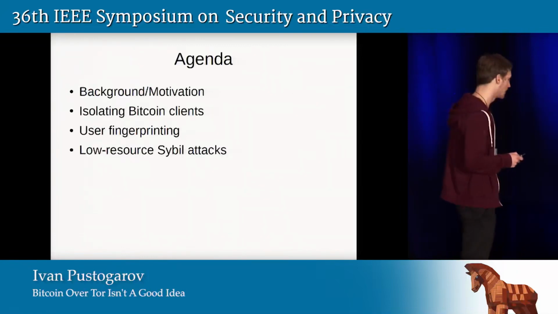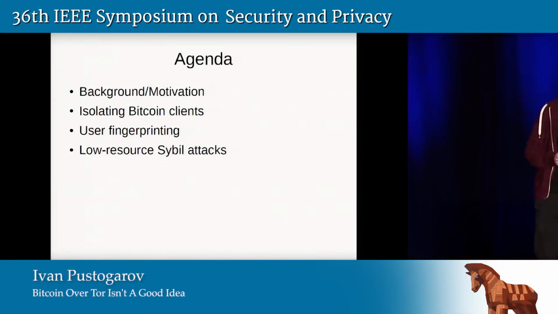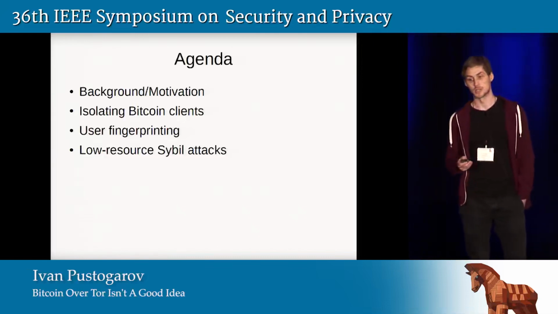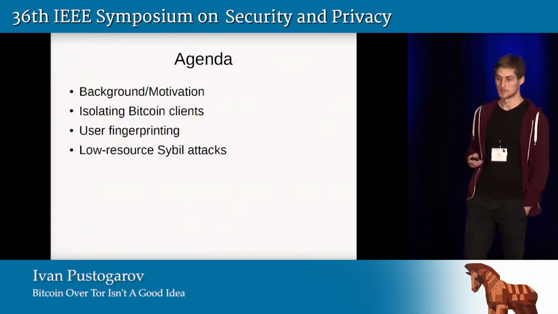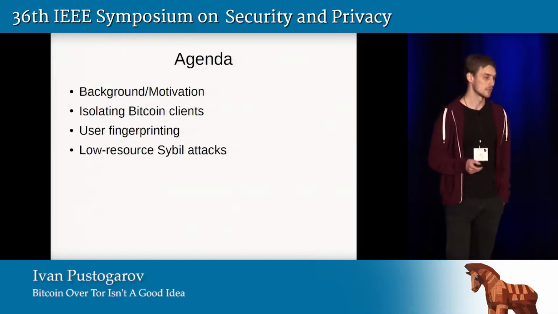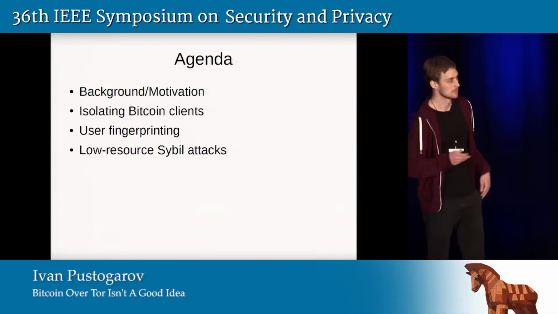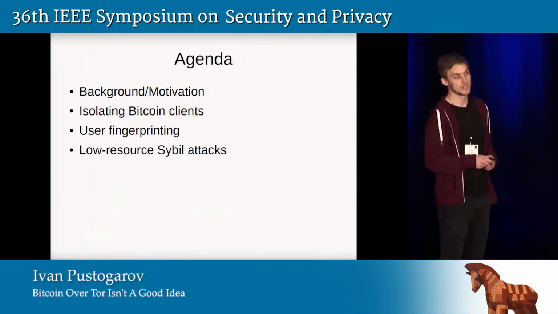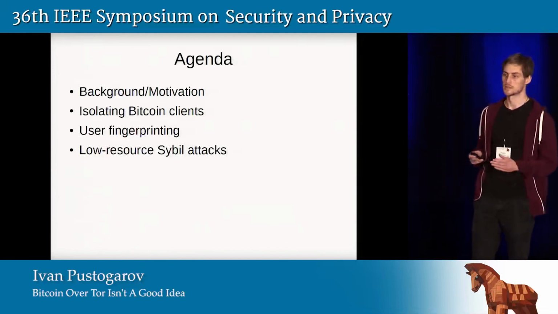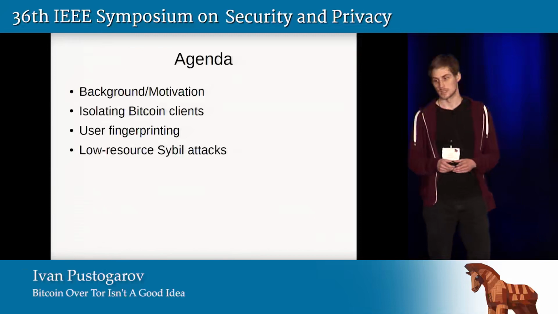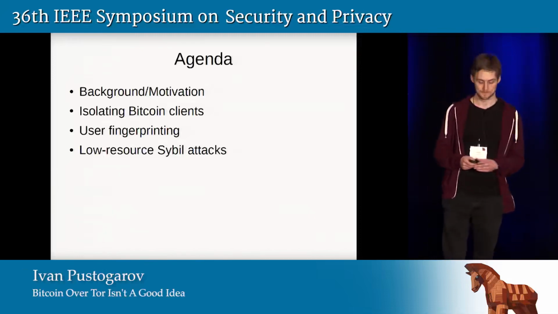So today I'll be speaking about issues which arise when a user decides to use Bitcoin over Tor. I will start with a brief background and motivation. I will then explain how to isolate a user from the rest of the Bitcoin network. Then I will describe a technique to fingerprint or set a cookie on a user's computer. And finally, I will show two low-resource Sybil attacks.